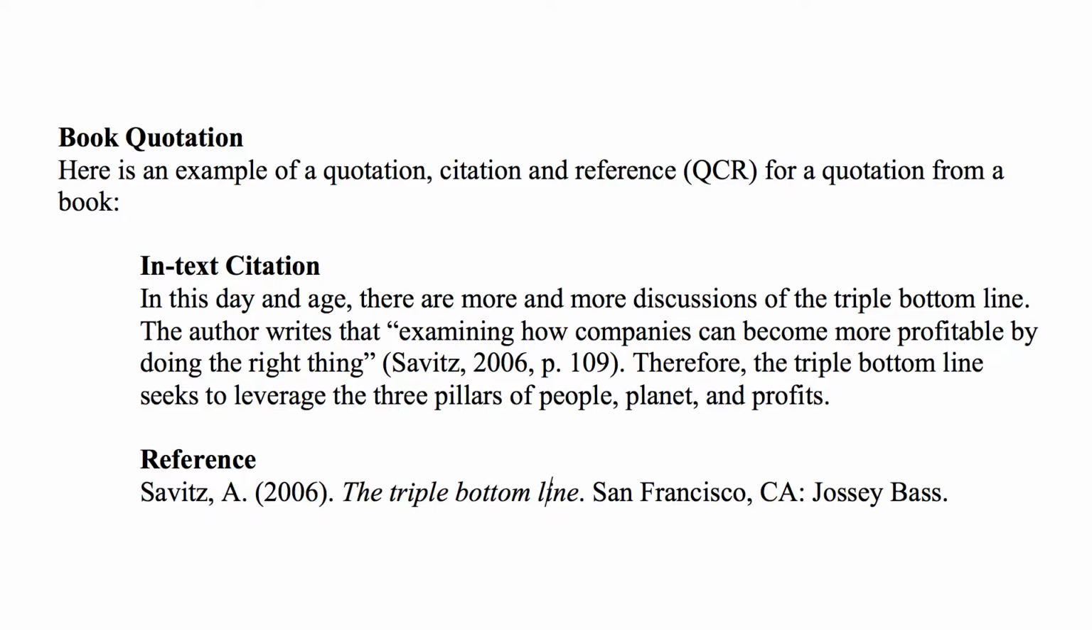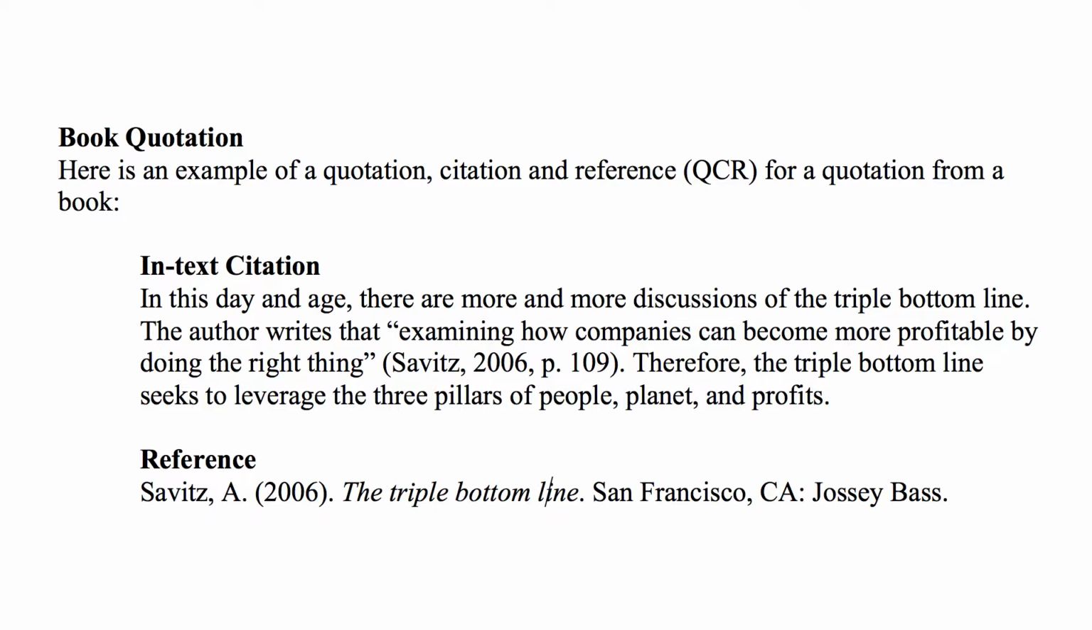This is a very simple example of a QCR from a book. Quotation from a book in quotation marks. Then the in-text citation comes after that, the author, the year, and the page number. And at the end, you have the reference. You have the last name with the initial, 2006 the year, the title, the triple bottom line, the city and state, and the publisher, Josey Bass.